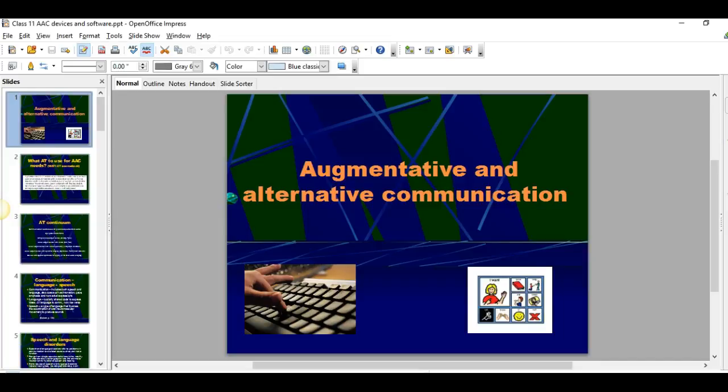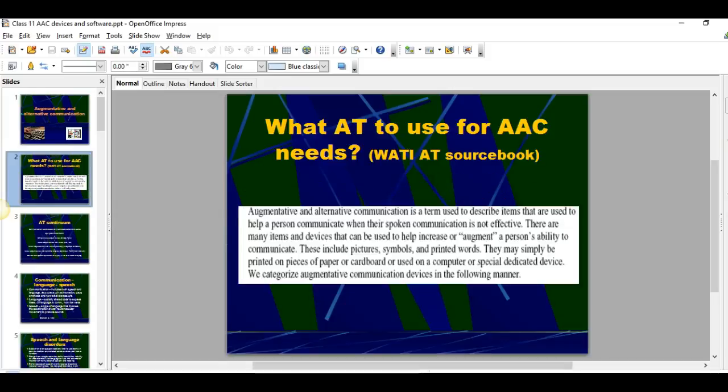This is a PowerPoint on augmentative and alternative communication, which is highly related to autism, since many people with autism are not as verbal as they would like to be, or maybe quite nonverbal. What assistive technologies to use for AAC, which is the abbreviation for augmentative and alternative communication. This comes from a source book created by Washington University.